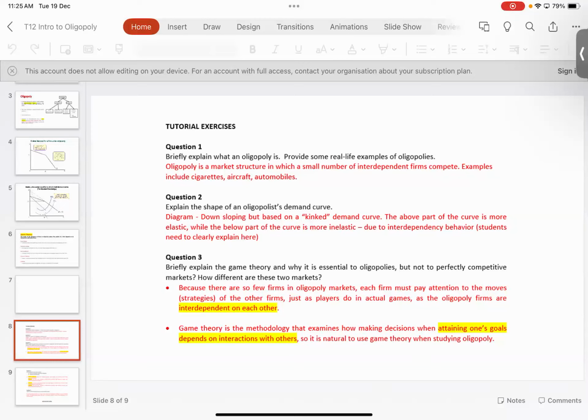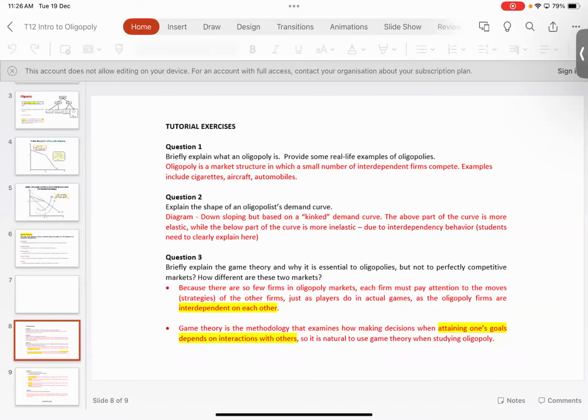Now next one, briefly explain game theory and why it is essential to oligopolies but not to perfect competition, and how different these two markets are. So you learn about game theory, that means you learn about payoff matrices. A payoff matrix is only relevant if, let's say, both firms are interdependent on each other. Whatever action you do will affect others, and whatever other people do, their decisions will affect you as well. This is why you use payoff matrices. Just now you made decisions, you tried to think what other people will do, right? That's what we call interdependence. Other people's decisions will affect you, so you need to take into account their strategy.